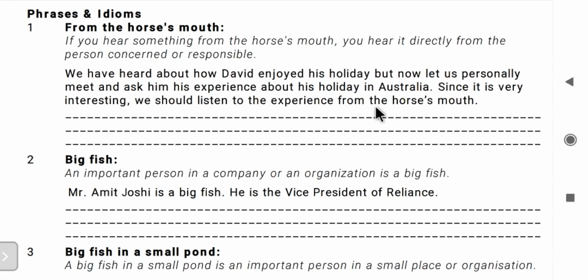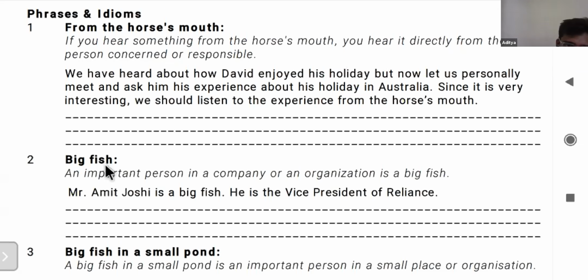So, what is the basic way to remember this phrase? Whatever you are hearing is directly from the person concerned. That's what you got to remember. It's not coming from anybody else's mouth, it's coming directly from the person who is concerned. So it's not like news that has come from one mouth to another mouth. That's when we say from the horse's mouth.